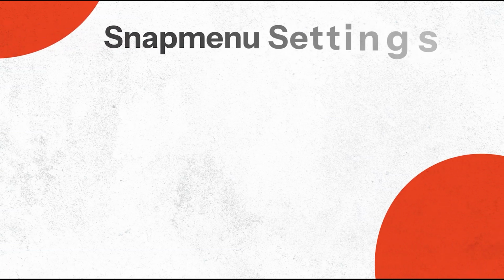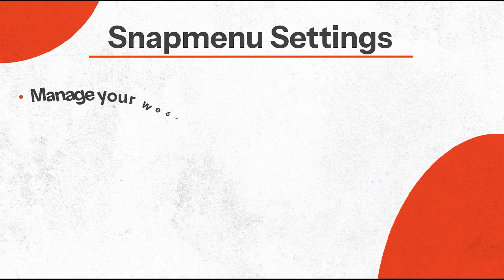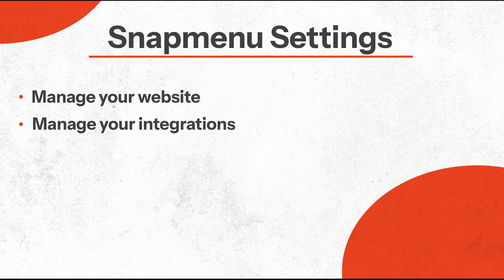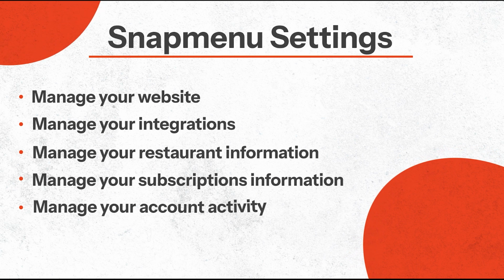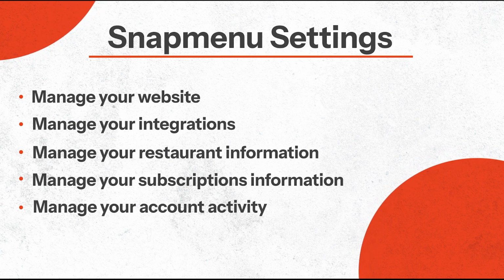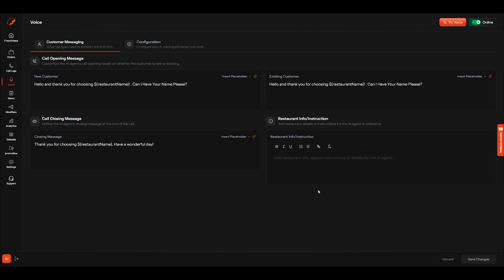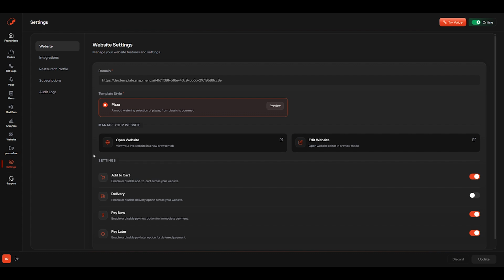In this walkthrough, we'll show you how to use the Settings section to manage your website, integrations, restaurant information, subscriptions, and account activity. Let's get started. From the left navigation menu, select Settings. The Settings section allows you to manage your restaurant configuration from one place.